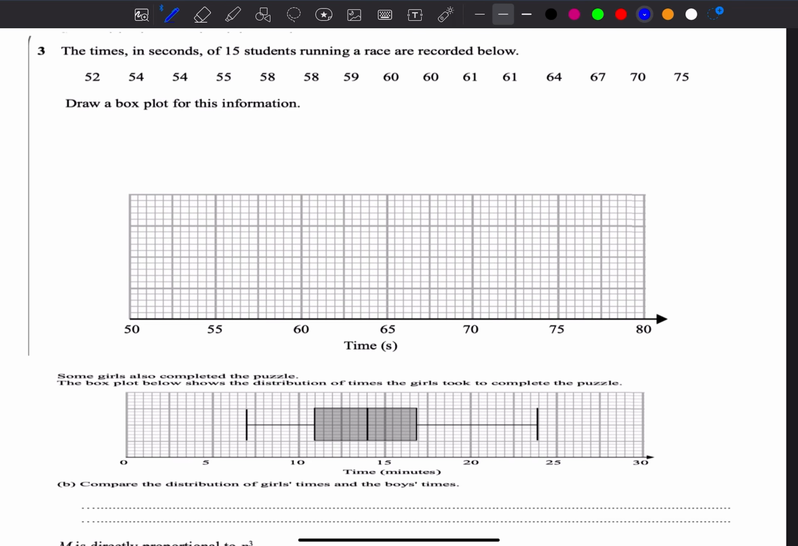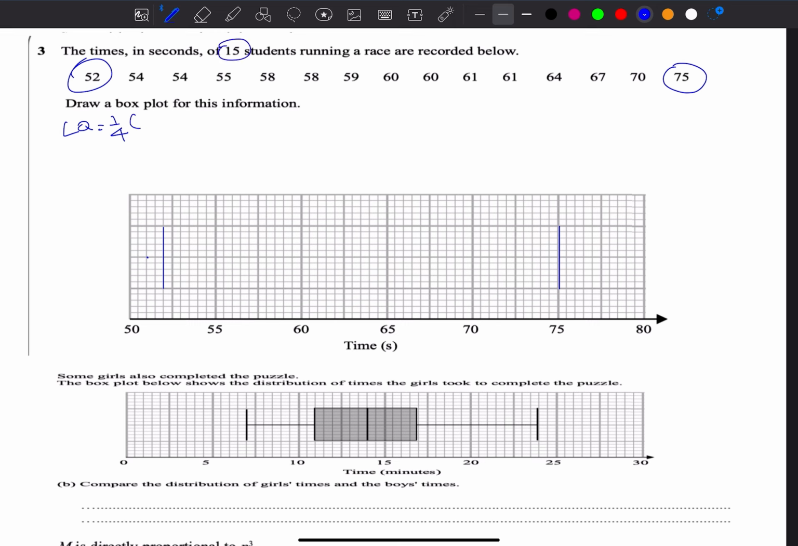Plot a box plot. So the lowest is 52, 51, 52 I think here. The maximum is 75, that's easy. Okay, let's do the lower quartile. LQ, lower quartile is a quarter of how many numbers? 15 students.